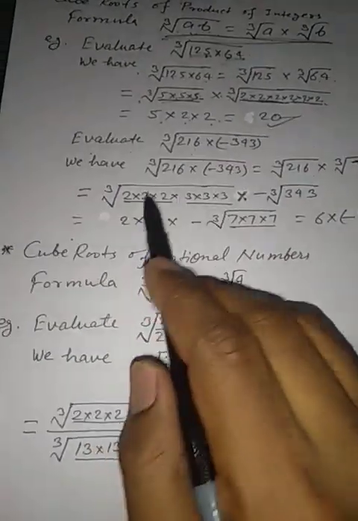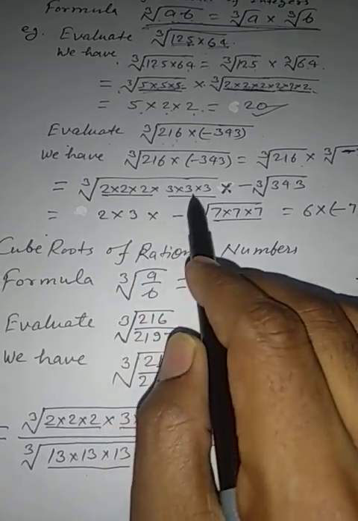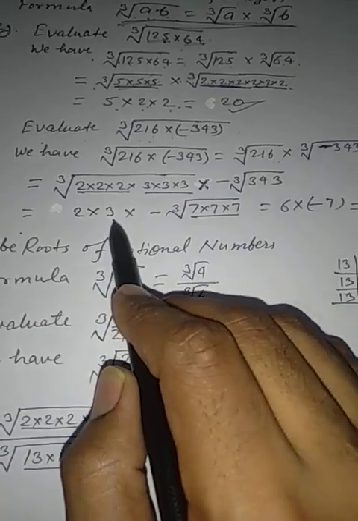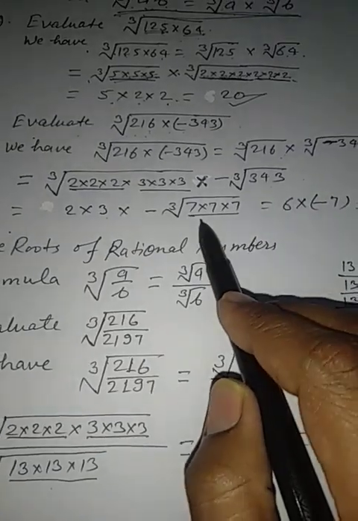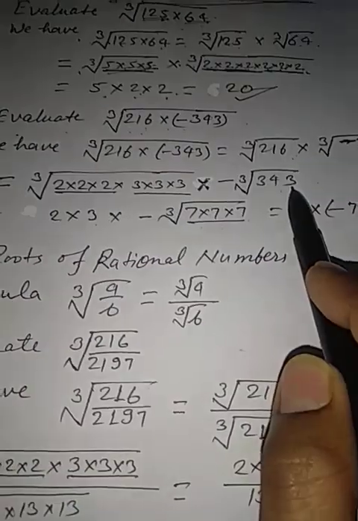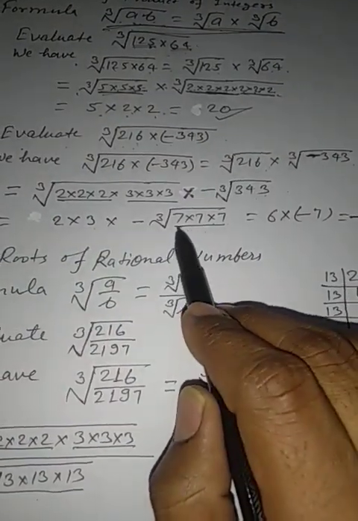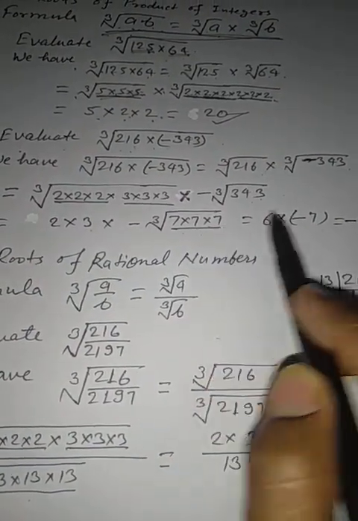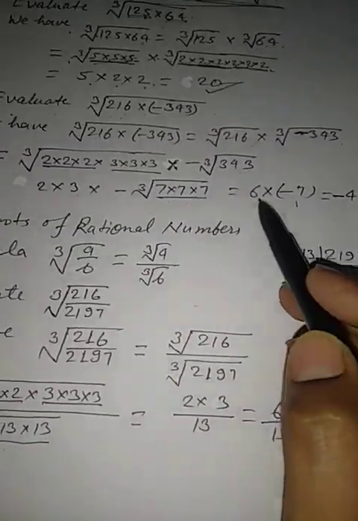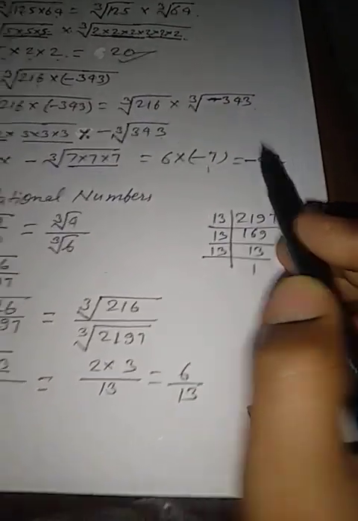Now for the cube root of 216, we have the triplet of 2 and the triplet of 3, so we get 2 into 3, which is 6. For 343, I am writing 7 into 7 into 7 as its prime factorization. This is the triplet of 7, so we take 7, and this is the negative sign. So 6 into minus 7 gives us minus 42.